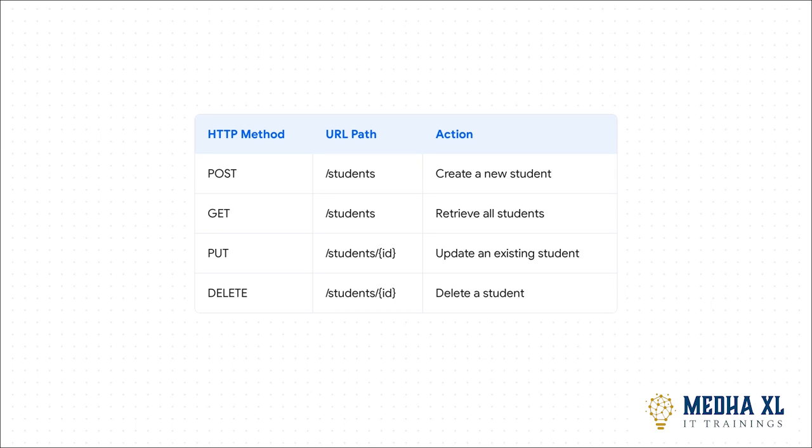This table shows you the core pattern of pretty much any REST API. We're just combining a standard action, an HTTP method, with a path to our resource. So, want to create a new student? You use POST. Want to get all the students? You use GET. By pairing these universal verbs with our /students path, we create an interface that's clean, predictable, and makes total sense to developers everywhere. It's like a universal language.